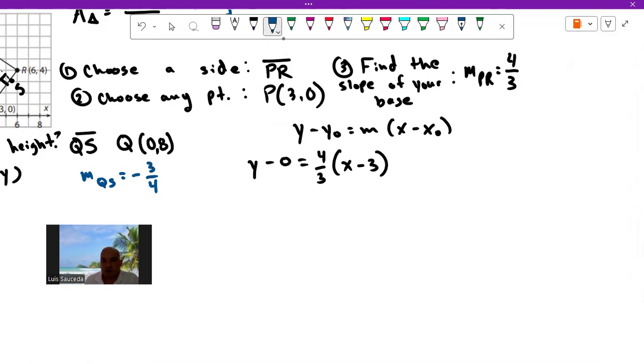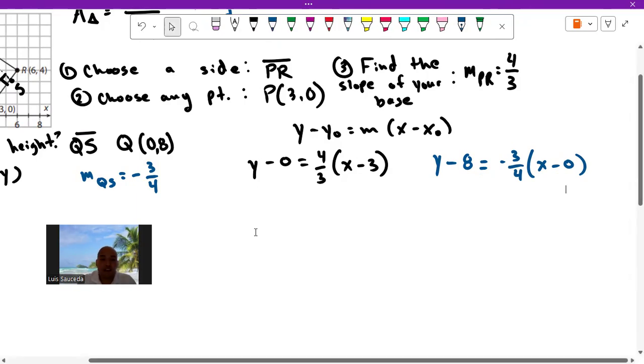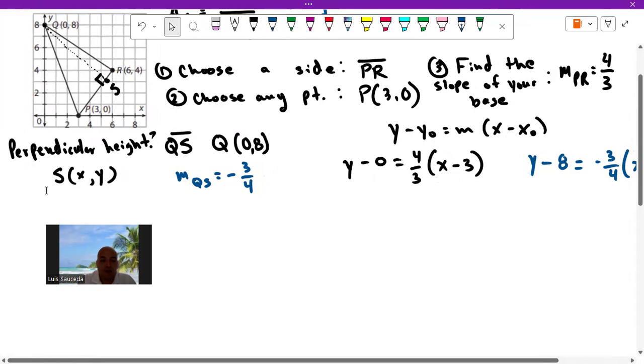My second equation, I'll write in blue using the information I got from the height. So I'm going to write y minus 0. Oh, sorry. y minus 8. It's equal to negative 3/4 times x minus 0. So these are my two equations, and this is what we call a system of equations because we need to solve for point S. We need to determine where this coordinate is located.